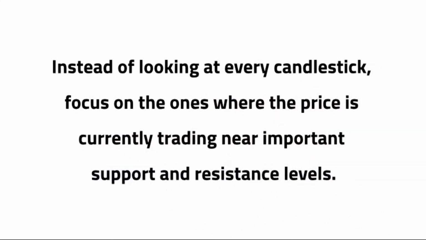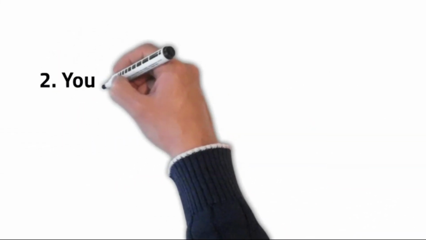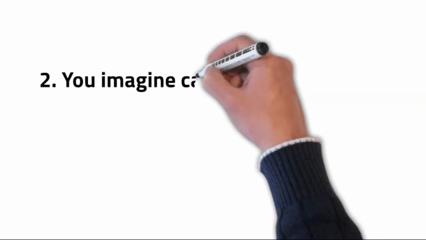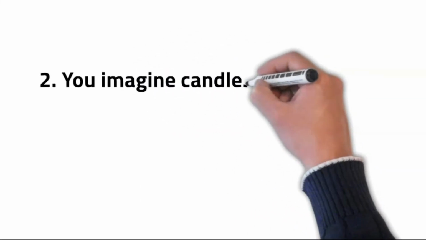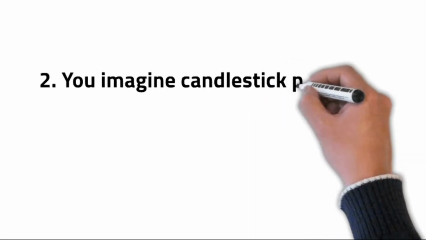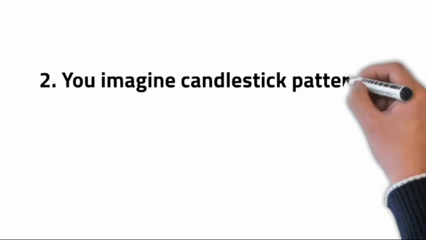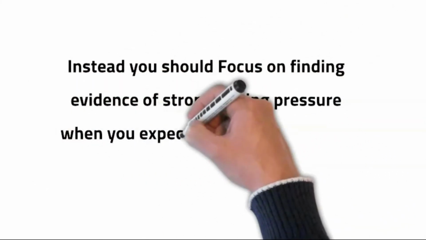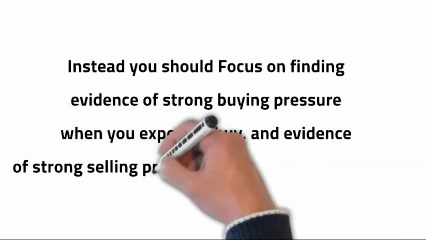2. You imagine candlestick patterns. If you have to zoom in 500% or squint at the Japanese candlestick chart because you think you see something, there's probably nothing there. You are just imagining candlestick patterns. Instead, you should focus on finding evidence of strong buying pressure when you expect to buy, and evidence of strong selling pressure when you expect selling.